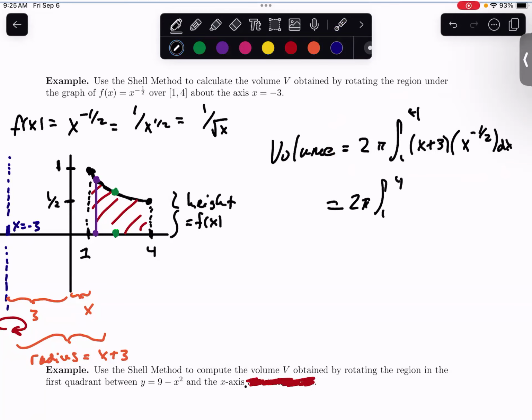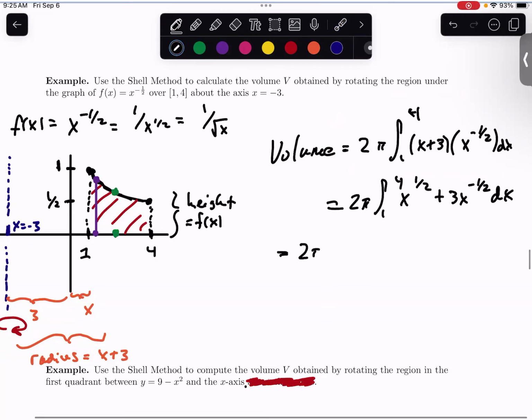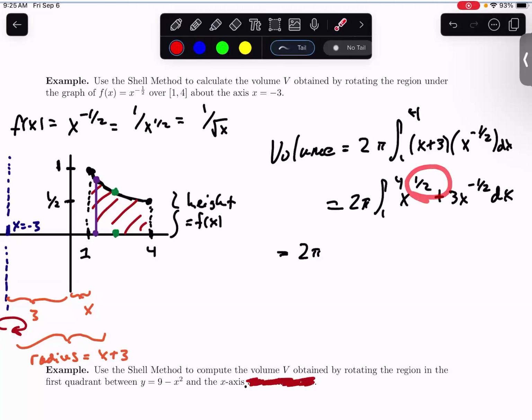So this is 1 over 4, x times x to the minus 1/2 power just gives you x to the 1/2 power. Then this is plus 3 times x to the minus 1/2 dx. And now you just use the power rule. If you're doing the integral of x to the 1/2, it's x to the 3/2 power over 3/2. Doing something over 3/2 is the same thing as doing 2 over 3 times x to the 3/2 power, right? If you took the derivative of this function, you would have 3 over 2 times 2 over 3, so they cancel out.